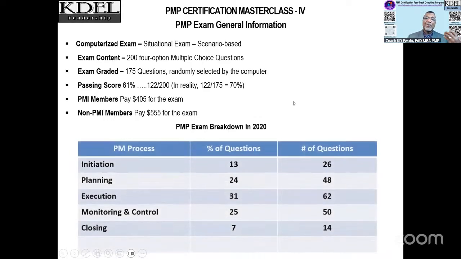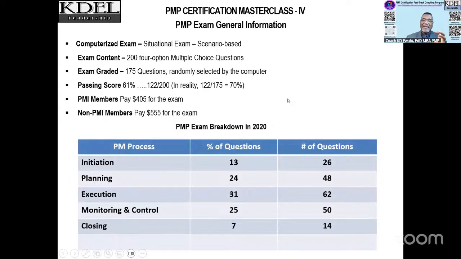What is the exam broken down into? I'm going to give you the 2020 exam. I'm also going to give you the 2021 because things have changed a little bit. Okay, in 2020, the exam is comprised of this. Okay, the PM processes are different. Initiation has 13 questions, 13% of the questions. Planning has 48 questions. Execution has 62 questions. Monitoring and control has 50 questions. Closing has 14 questions. You see how the bulk of the questions come from planning, execution, monitoring, and control. You want to place your emphasis on that going forwards.